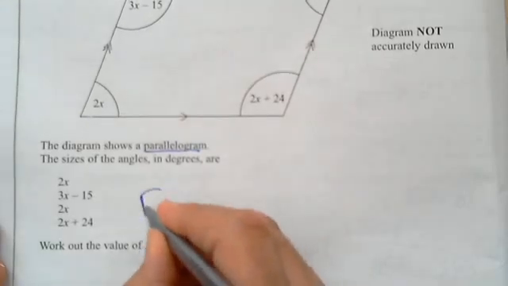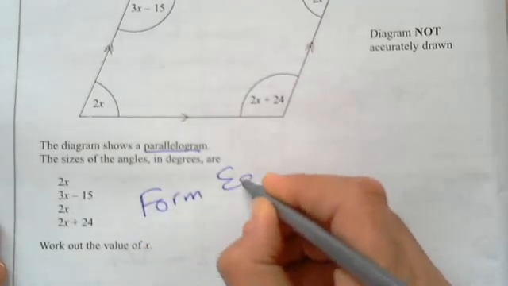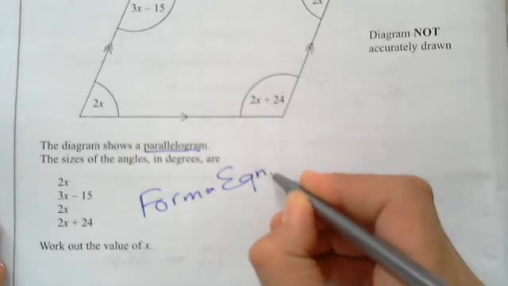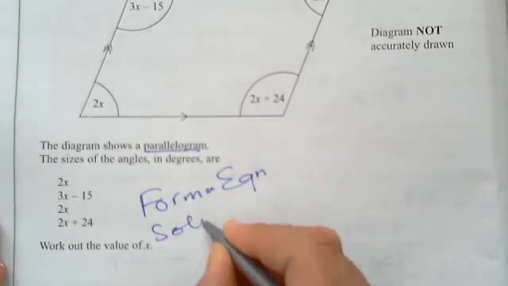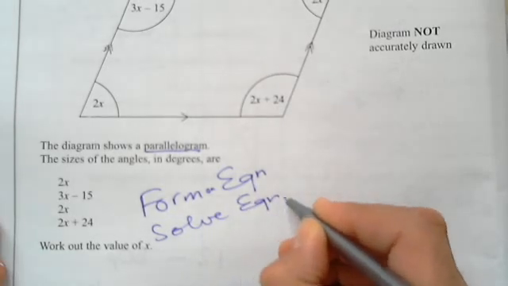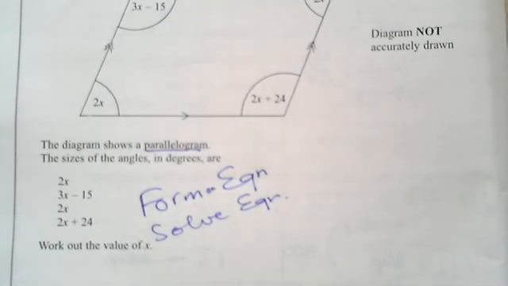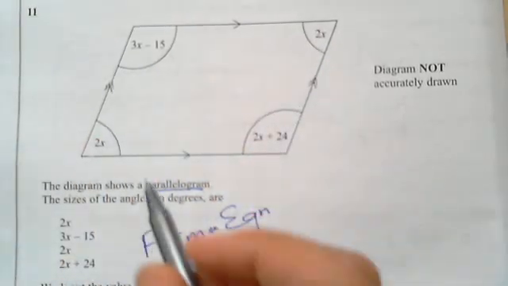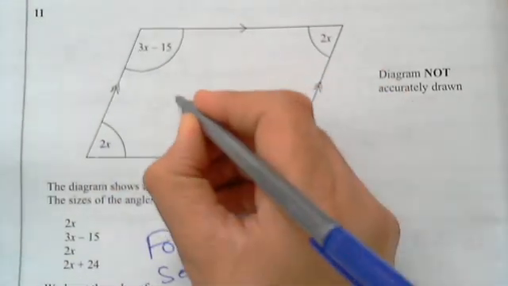What we need to do first of all is form an equation, and then we need to solve the equation. So, forming the equation, let's look at the shape. What is the property of a quadrilateral? This is a quadrilateral, which means it's a four-sided shape.